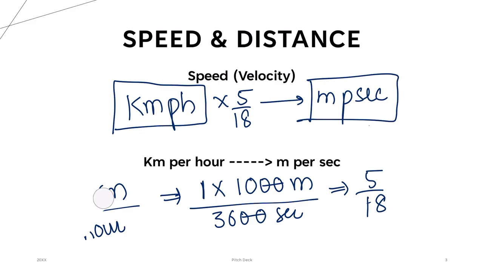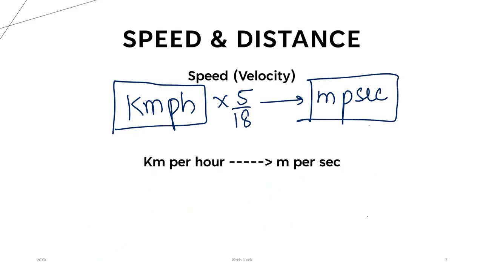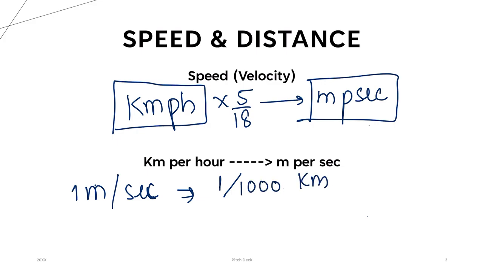But if meter per second is given to you, suppose they have given you 1 meter per second and they have asked you to convert into kilometer per hour. So 1 meter is how many kilometers? If we say 1 meter has 1 by 1000 kilometers and 1 second has 1 by 3600 hours, right?